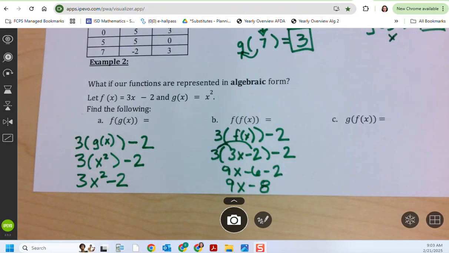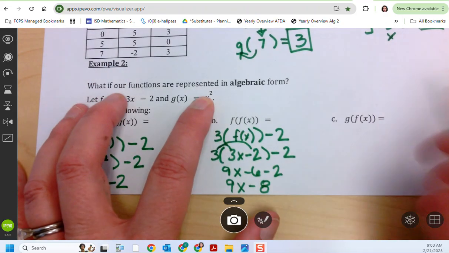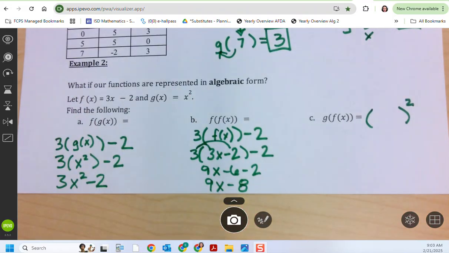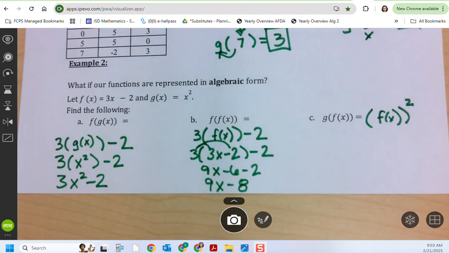All right, g of f of x. So this time my outside function is g. So this is my outside function. I replace the x with parentheses. Okay, so that's what I'm starting with. Replace the x with parentheses. Now I have to put function f in those parentheses. Function f is 3x minus 2, so I'm going to write that.